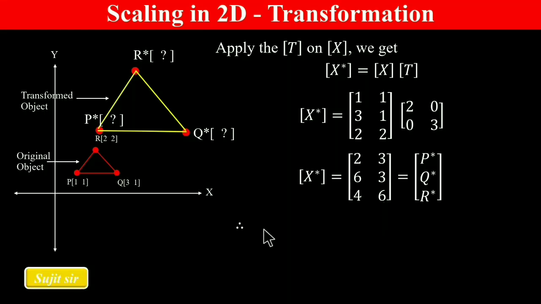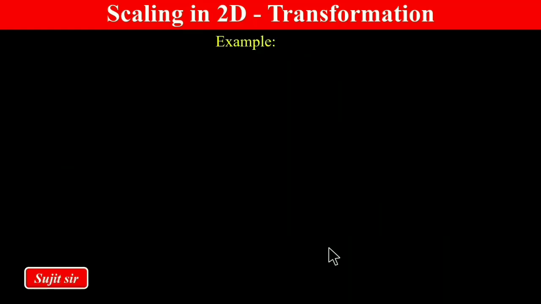So we will get the positions of P star, Q star, R star as: P star is 2 3, Q star is 6 3, and R star is 4 6. Like that we will get the position of the transformed object. In that way we can scale the triangle PQR to the P star, Q star and R star positions. Now let's see another example.